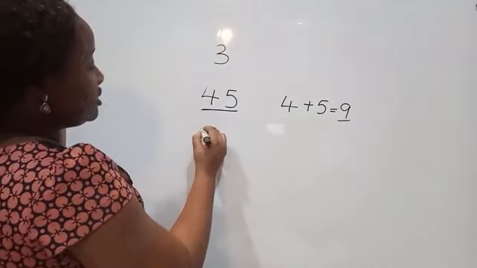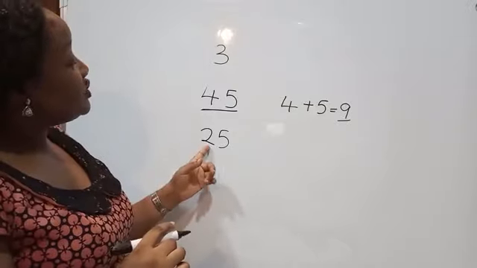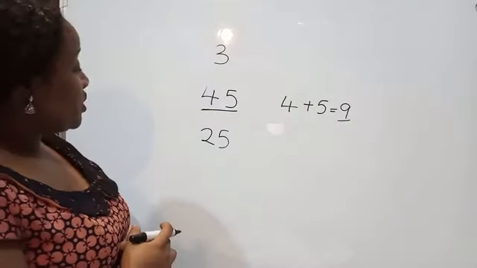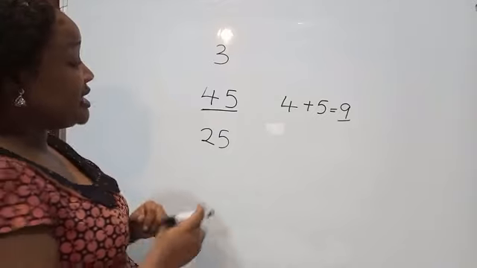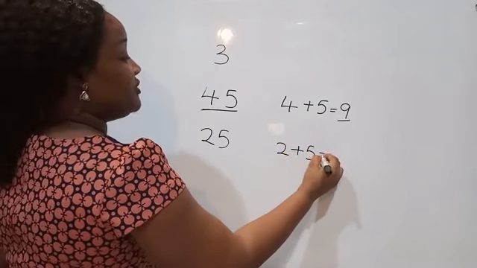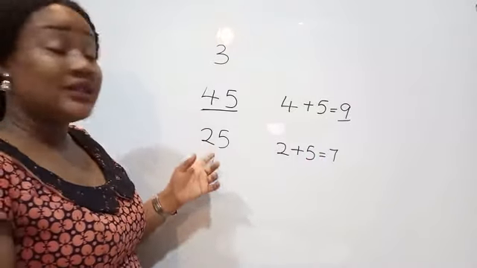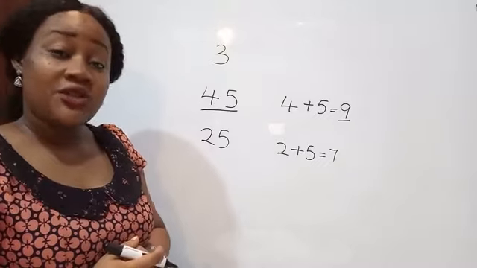So let's look at 25. I want to find out if 25 is divisible by 3. We add the digits again. We have 2 plus 5, which gives us 7. And 7 is not a multiple of 3. So 25 is not a multiple of 3.